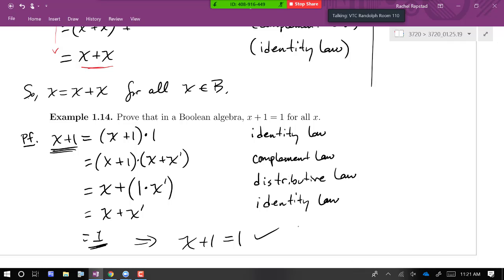How's that? Can you explain the transition to the distributive? Oh yeah, yep. So actually, I'll show it in the other direction.